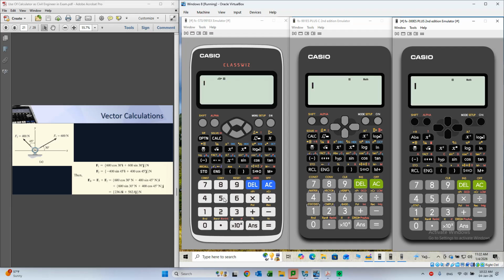This one does not write vector directly here. They have it within the menu, for example. If I go down, there's somewhere that you will see the vector. This is basically number 5 here. So it's vector calculation, we have it here.